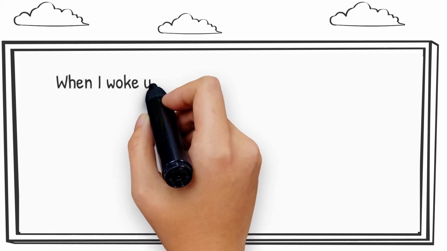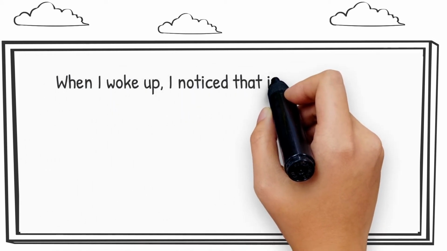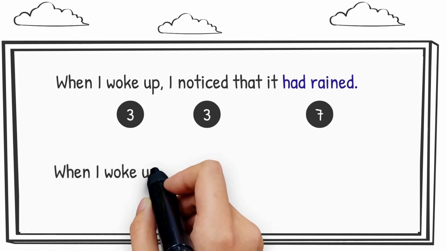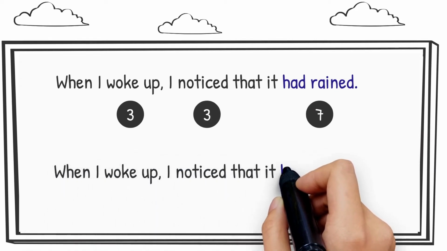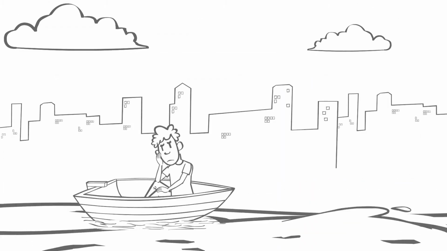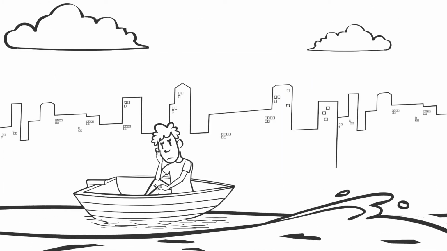So, if we say that when I woke up this morning it had rained, it's safe to assume that it's not raining anymore, but the ground is a little bit wet. If I say, when I woke up this morning I noticed it had been raining, it's also safe to assume it's not raining now, but the ground is very wet. Again, you have to use your logic to decide whether the verb is better short or long.